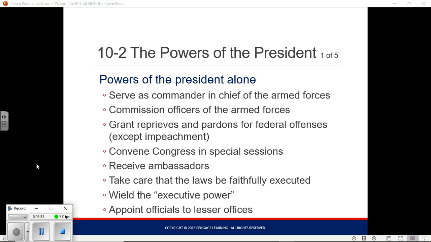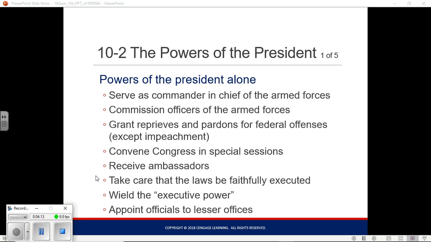He serves as Commander-in-Chief of the Armed Forces. Along with that, he is responsible for granting commissions to officers in the Armed Forces. The President can grant federal pardons and reprieves for federal crimes, with the exception of impeachment. The President may call Congress into special session. He's supposed to act as the official welcoming committee for all foreign ambassadors. He is to take care that the laws be faithfully executed. We will get back to that one in a moment. He is to wield the, quote, executive power and to appoint officials to lesser offices.